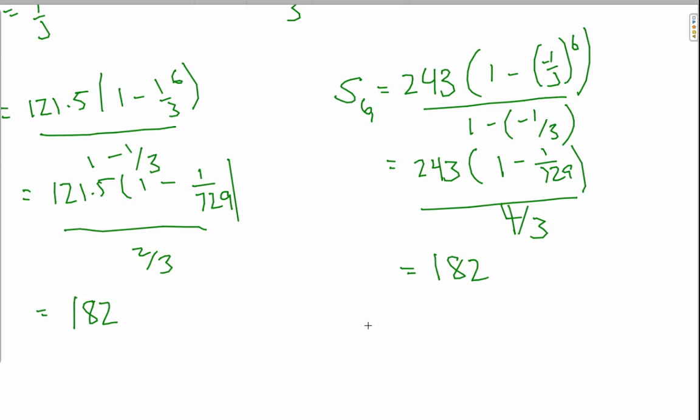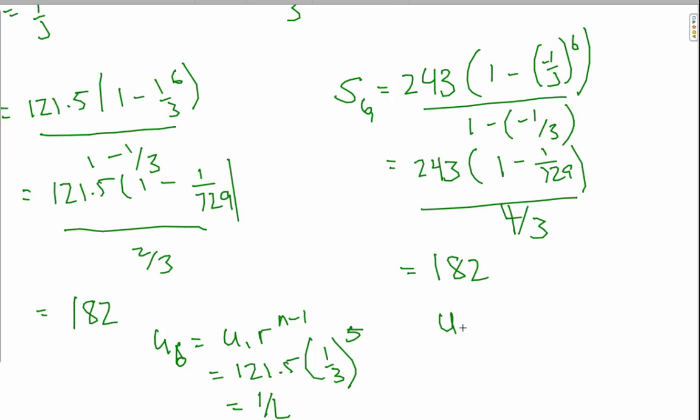The second part of the question says, find also two possible values for the sixth term. Well, u6 is equal to u1 r to the n minus 1. So if I take 121.5, r is 1/3 to the 5th, when I do that, I get one value that is going to be 121.5 times 1 divided by 3 to the 5th. I get 1/2. When I take the other combination of terms, I get 243 times negative 1/3 to the 5th, and that ends up being negative 1.